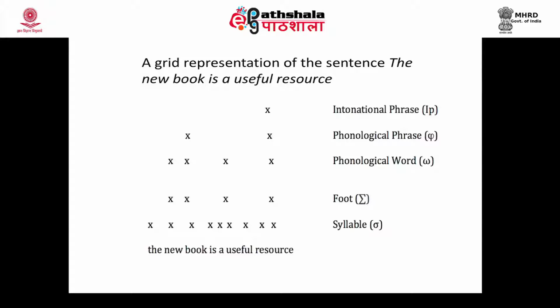We have then the metrical grid representation within the prosodic phonology that is being practiced today, of a sentence that was presented earlier, namely, the new book is a useful resource. As you see here, again we have 9 syllables marked on the grid, 4 feet, 4 phonological words, then phonological phrases and intonational phrases. This is the way prosodic phonology represents this.